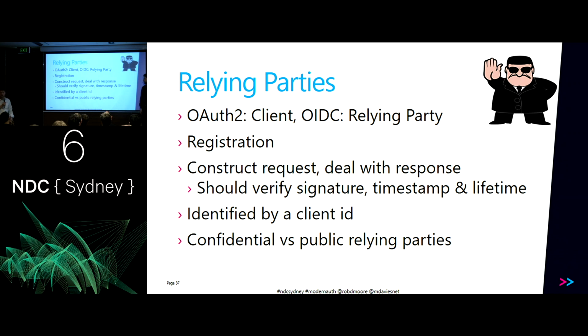They're identified by a client ID. Again, confusing, right? It's called a client ID, but it's a relying party. It's just crazy. Anyway, there's two types of relying parties. There's confidential relying parties and public relying parties. Confidential relying parties can keep a secret. So typically, it's something running on a server, whereas public relying parties can't. So typically, that's going to be either JavaScript running in a web browser or a mobile application. But it supports both.